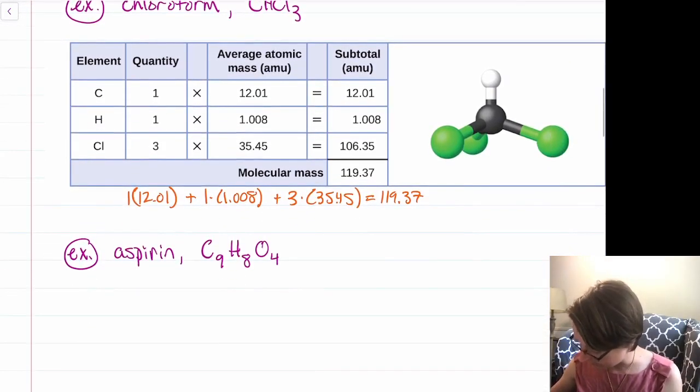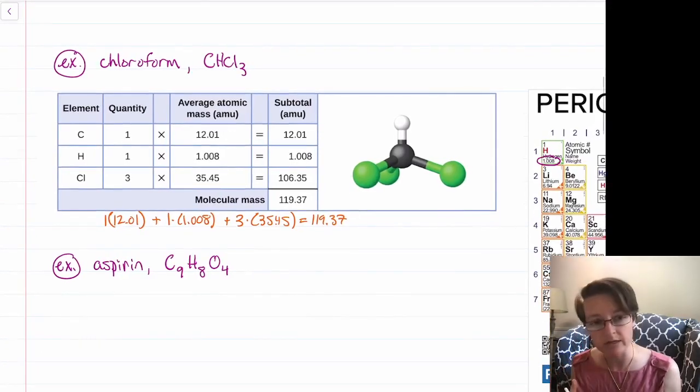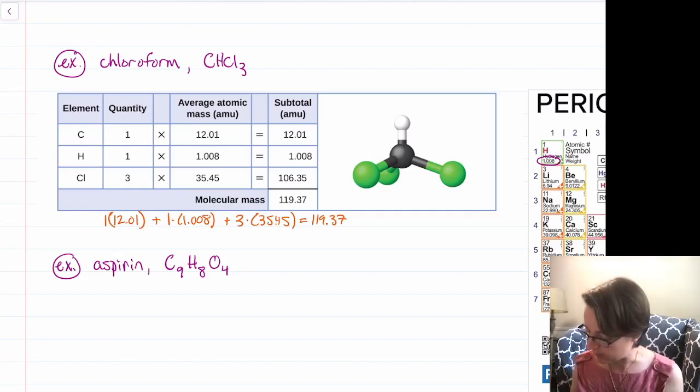Let's go ahead and do a second example, this time with aspirin. For this, I'd actually like you to pause the lecture video at this point and see if you can calculate this molecular mass on your own using the periodic table that you're able to pull up online. Once you've done that, or at least given it a good attempt, then go ahead and unpause the video and I'll go through the solution.